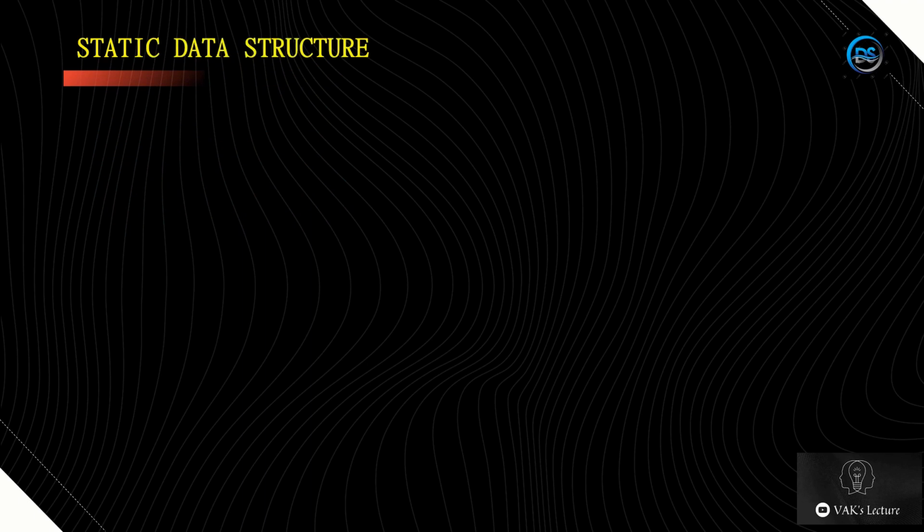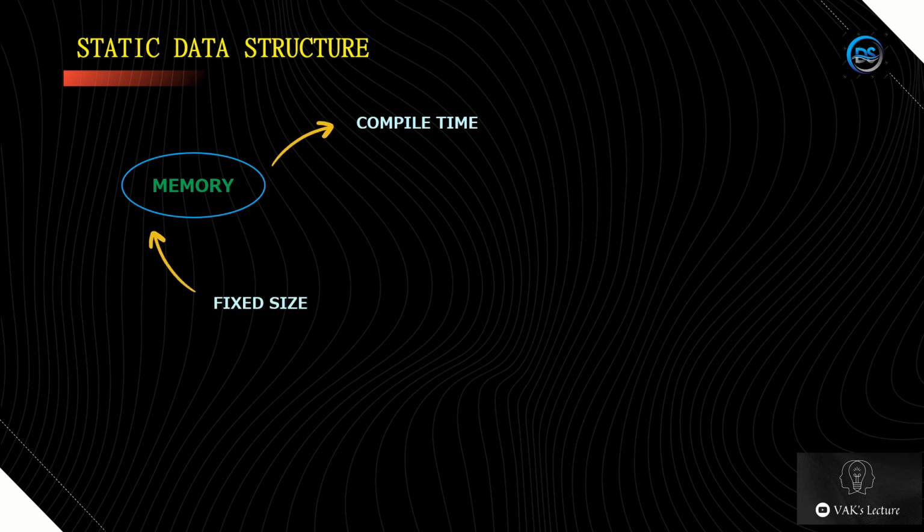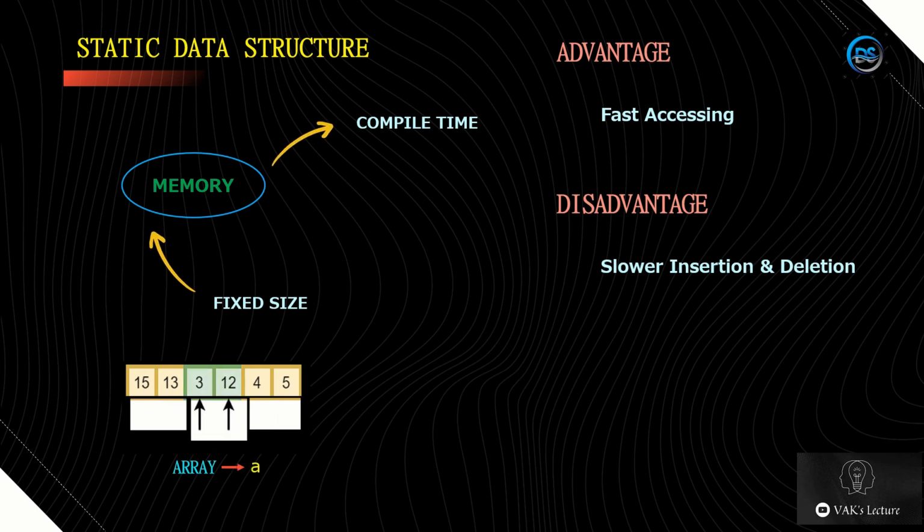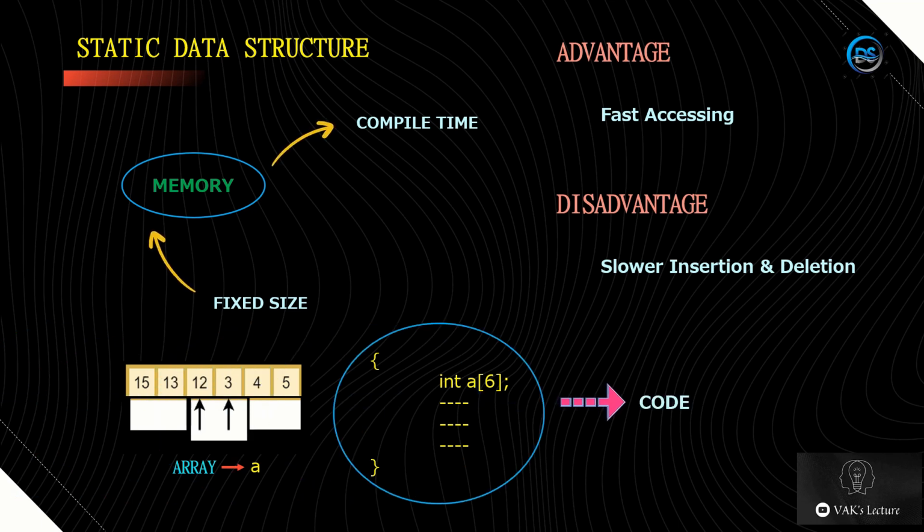In static data structure, the memory is allocated at compile time. Therefore, the maximum size is fixed. The advantage of static data structure is that we can access the data very fast. But on the other hand, the disadvantage is slower insertion and deletion operations. For example, array data structure is a static data structure. Here you can see that we have to fix the size beforehand. That's why we are fixing the size at compilation time. When we are creating the code, the maximum size is always fixed in the case of arrays.